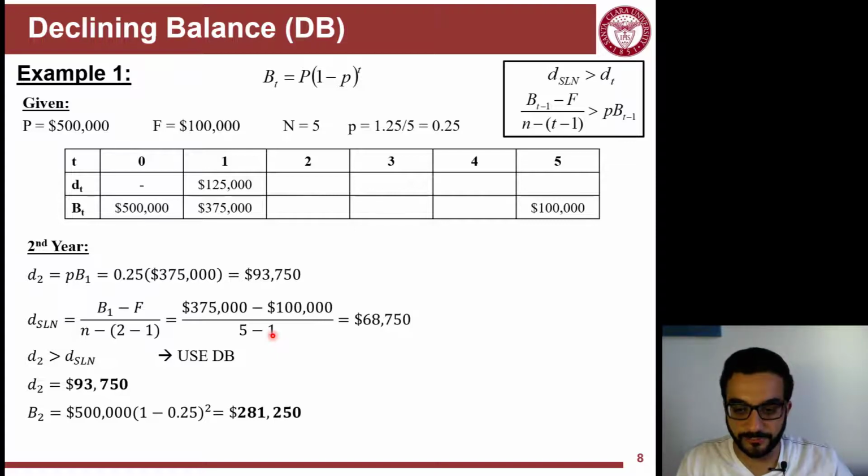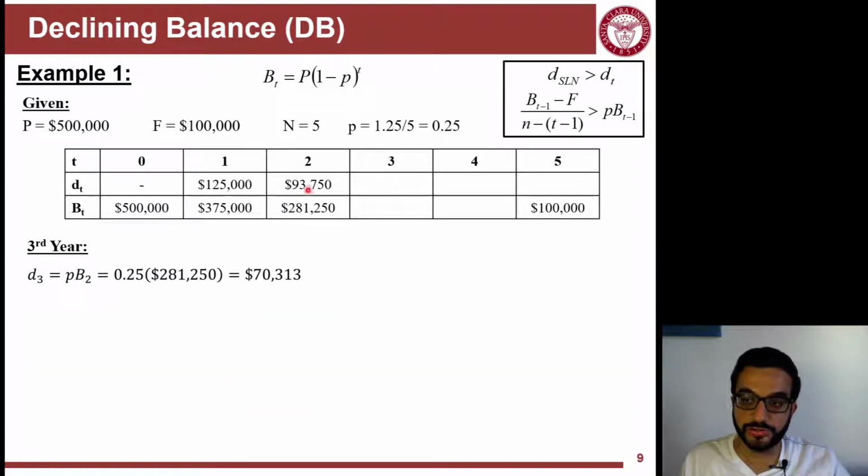D2 now is confirming it. It's equal to the declining balance D2 value. And B2 is equal to, I can say, 375 minus 93,750. That will be this value, or apply that formula here. So done with 2 years, 3 more left to go.